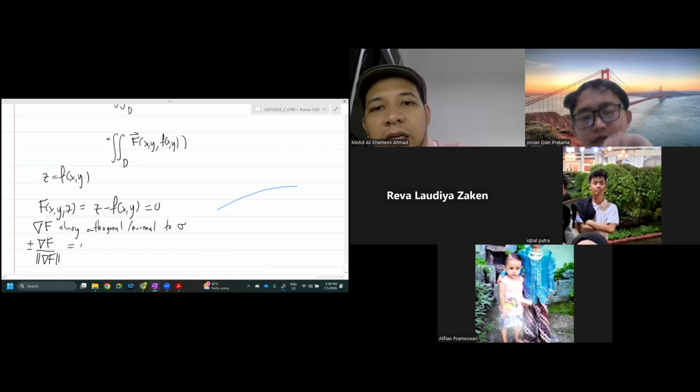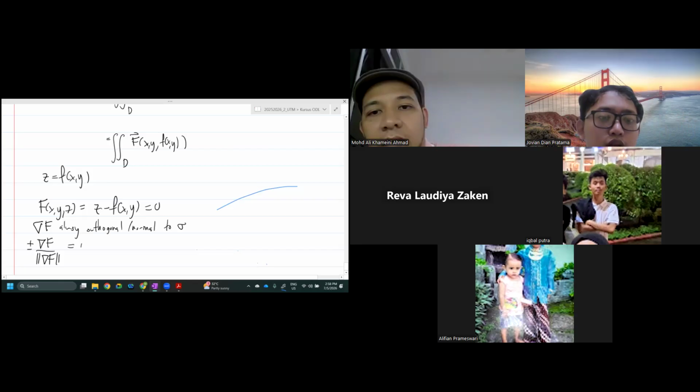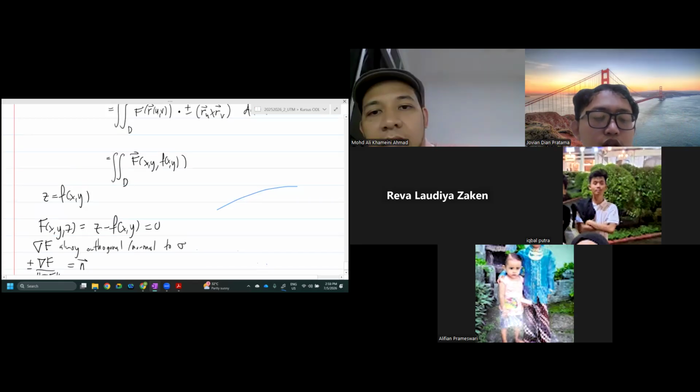The n is plus minus the gradient of f divided by the magnitude of the gradient of f. Multiply by dS, which is the square root of f sub x squared plus f sub y squared plus 1, dy dx. Then some simplification: what is the gradient here?